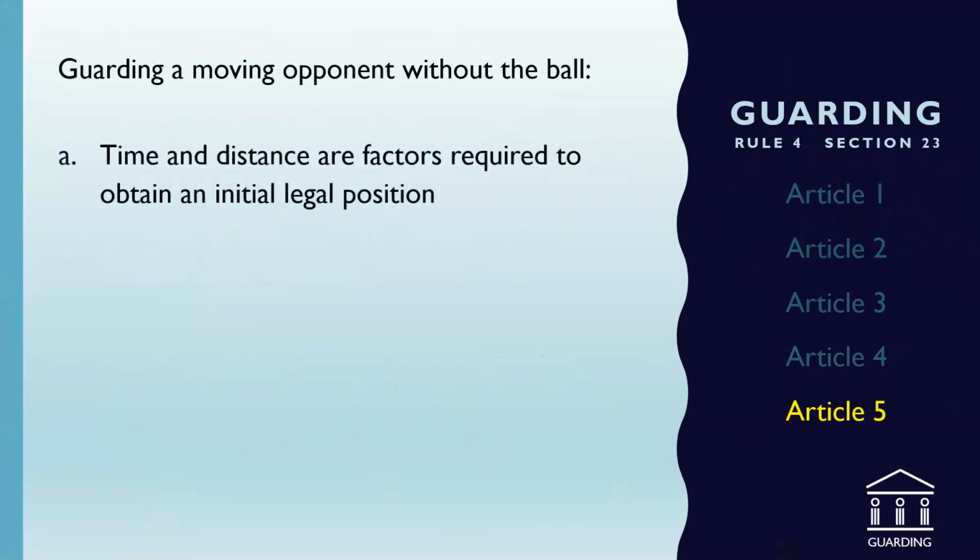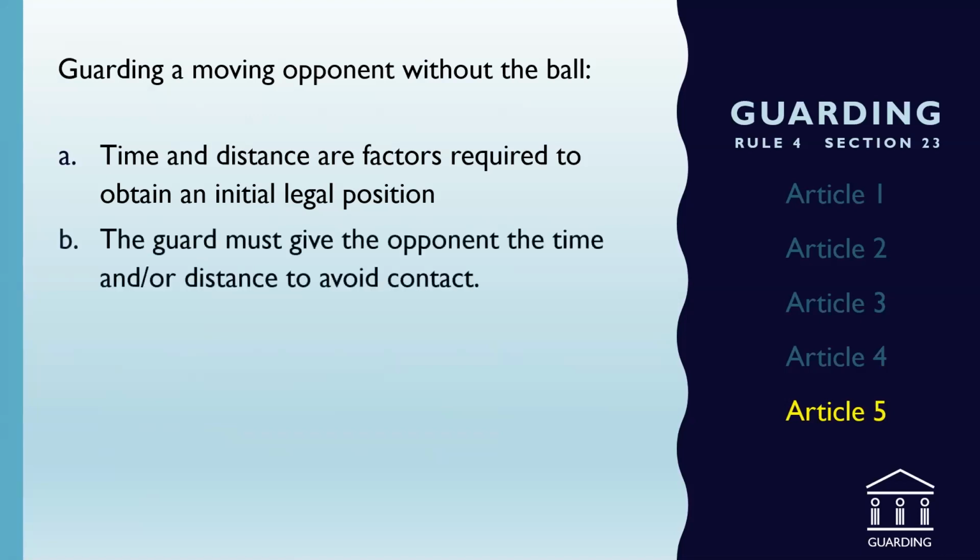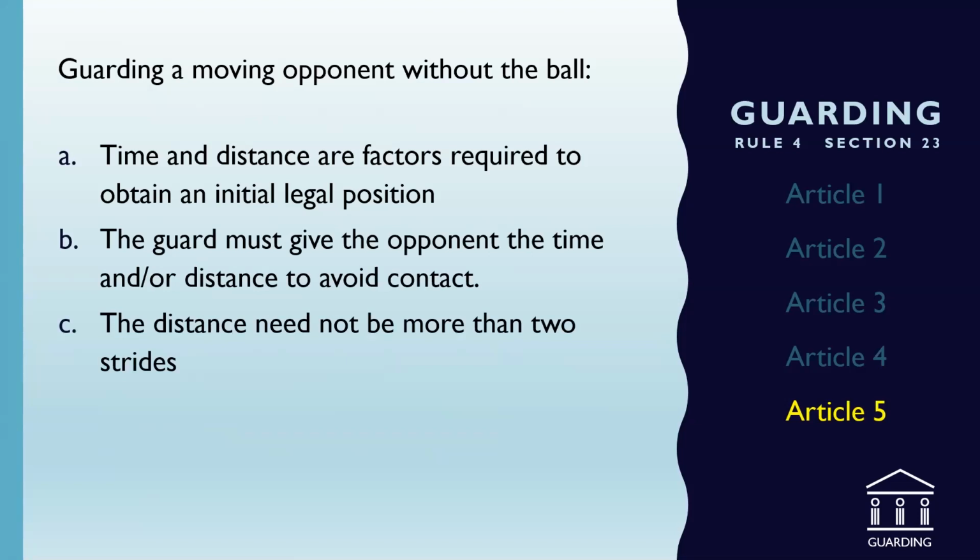Last article. That's when you are guarding an opponent moving without the ball, you do have to give time and distance. So if they don't have the ball and they're moving, you've got to give them a stride or two and or a certain amount of time. And that time is dependent on how fast that player without the ball is moving. If they're moving really fast, you might have to give them 2 steps, 2 seconds maybe. If they're moving slowly or hardly at all, you might only have to give them a half a step or a half a second. It all depends on how fast they're moving. All right? You don't have to give them more than 2 strides.